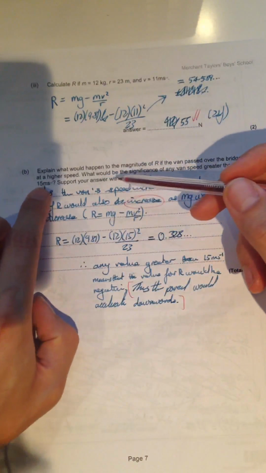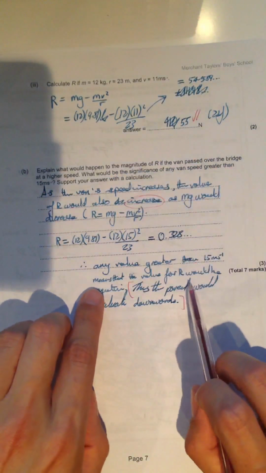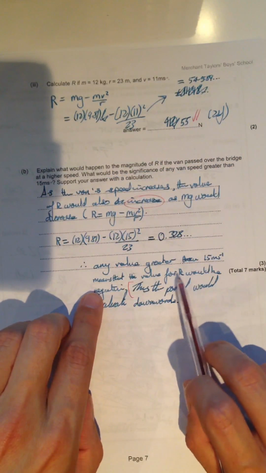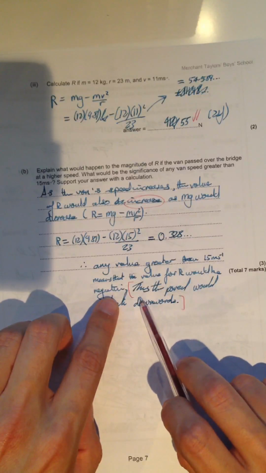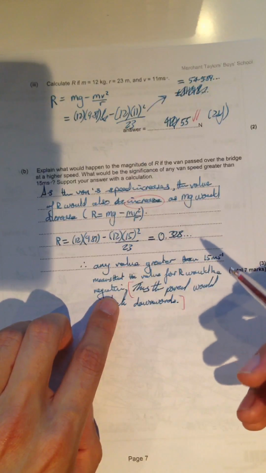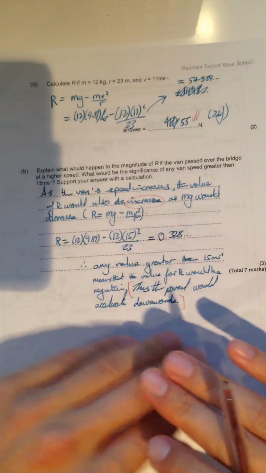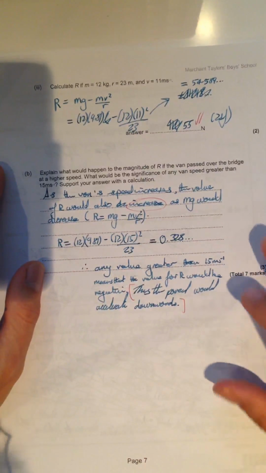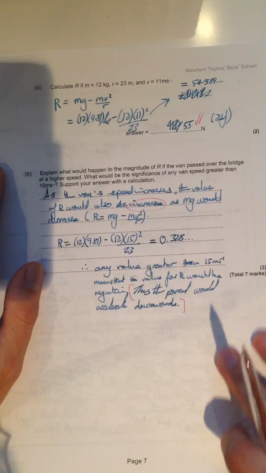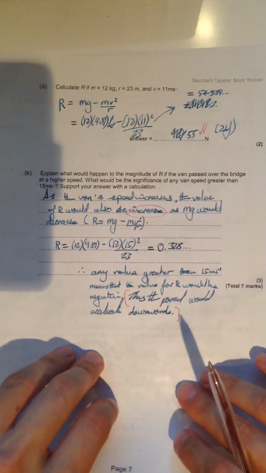At this particular speed, what I'd rather you said is that at this speed, R would become 0. When R is 0, the package loses contact with the floor of the van, so it would actually lift off the floor. Okay, so we can talk further about this in the lesson if you want, but yeah, you've got some amendments to make here.